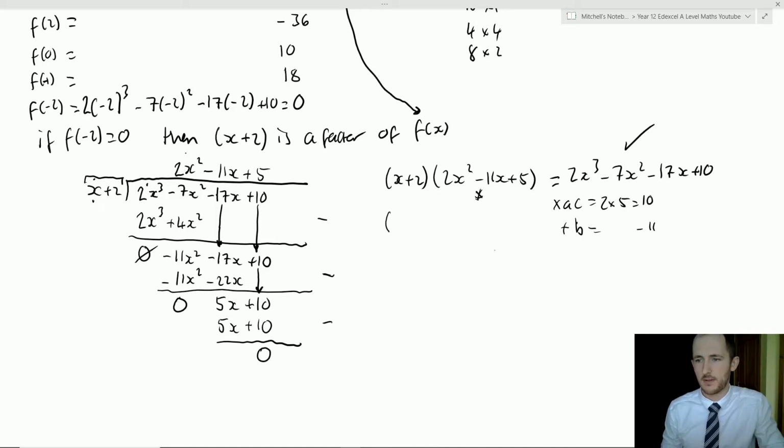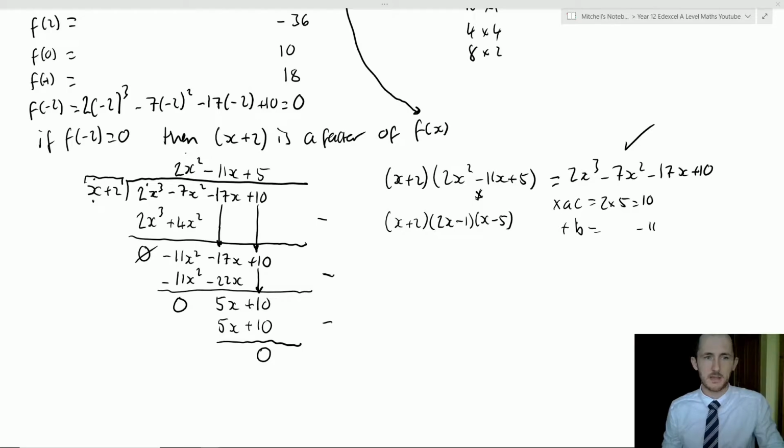Either way, once you factorize this, you should get x plus 2, 2x minus 1, x minus 5. If you expand that, that should give you the exact same answer as we started off with. Okay.